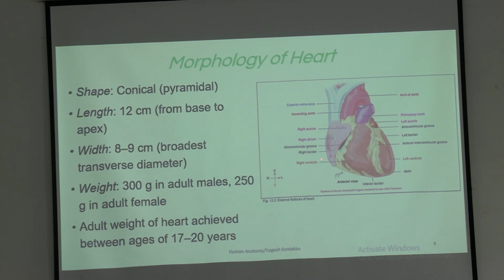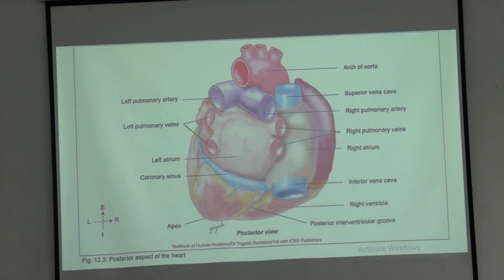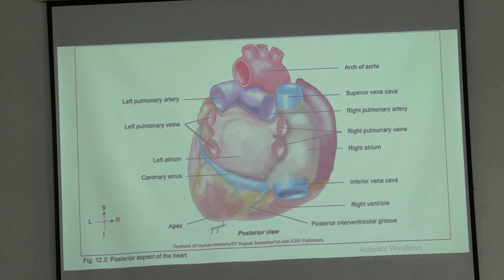Okay, so now, what is the length? From apex to base it is around 12 to 15 centimeters, and the maximum width at any point becomes 8 to 9 centimeters. The weight of the heart is around 300 grams. This is the posterior view of the heart. If you see the heart from the back, then you can see this.